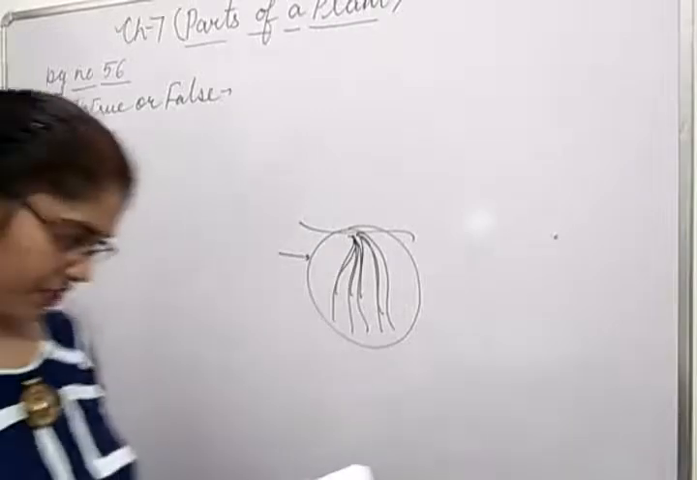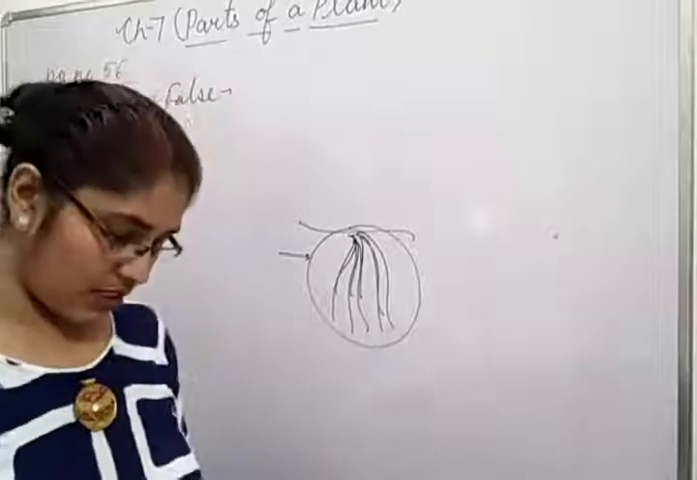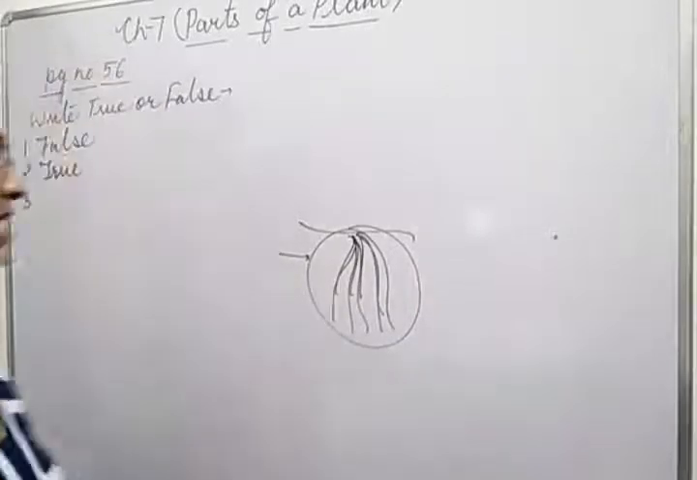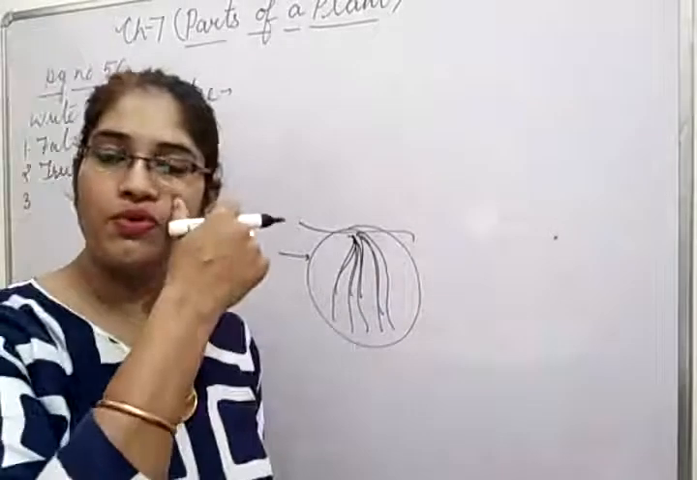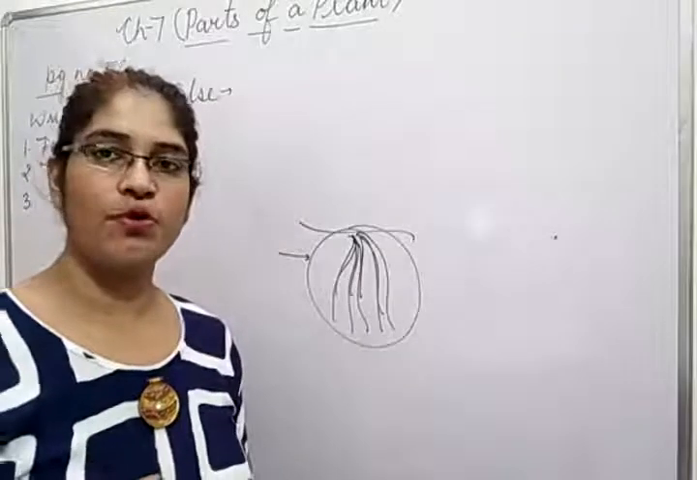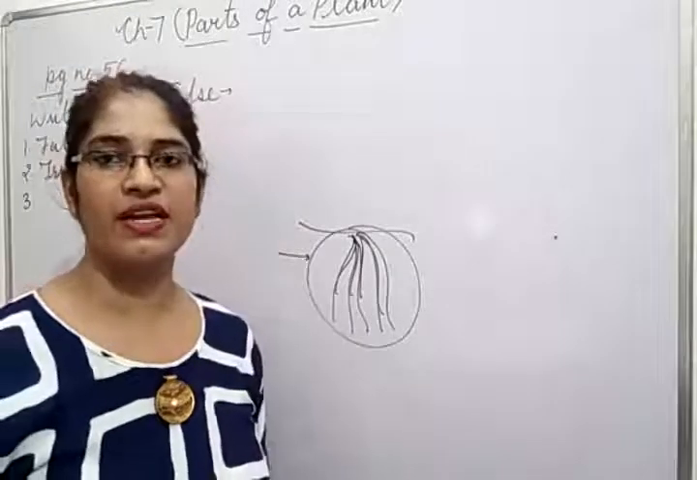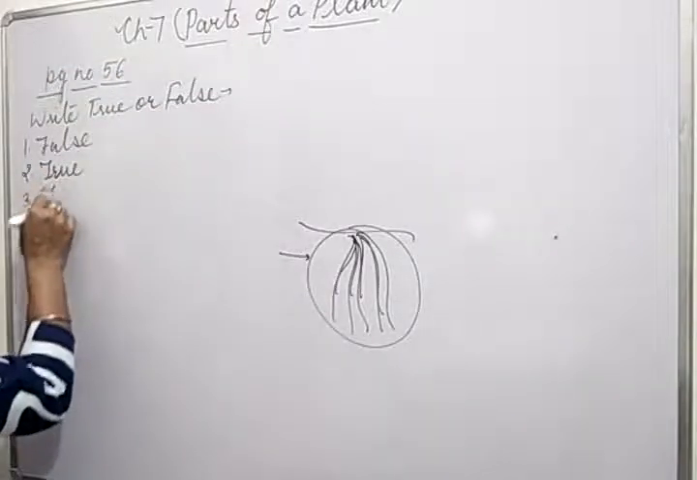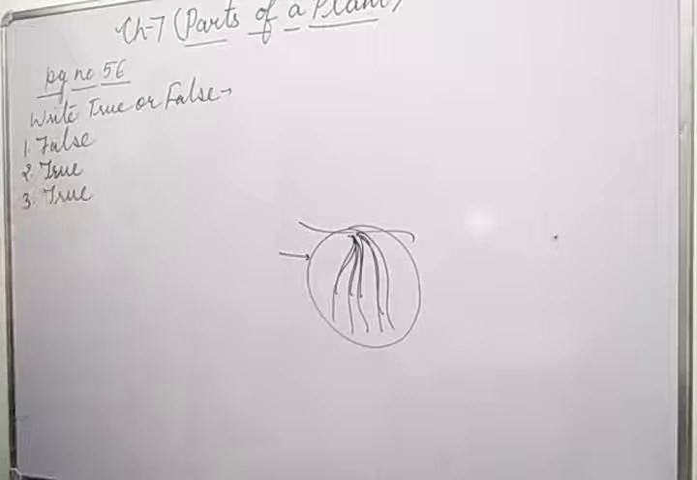Then third, rose and hibiscus plants have taproot. Yes, what is a taproot? The root which consists of one main thick root is called a taproot, and hibiscus and rose are examples of taproot. So this statement is also true. You can write it.